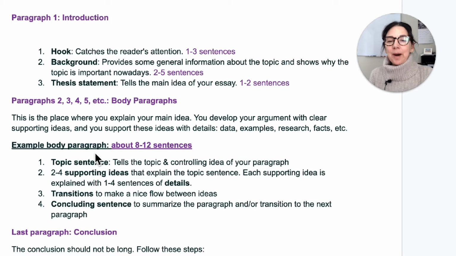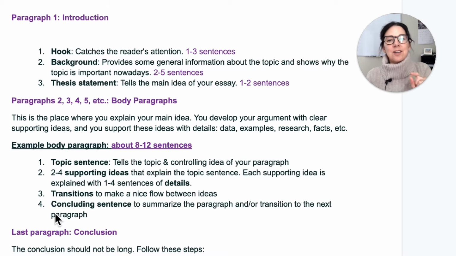An example body paragraph should be about 8 to 12 sentences long, but some paragraphs are shorter, some paragraphs are longer. This is not a rule. This is the normal or average size of a paragraph. And your paragraph should have these things.